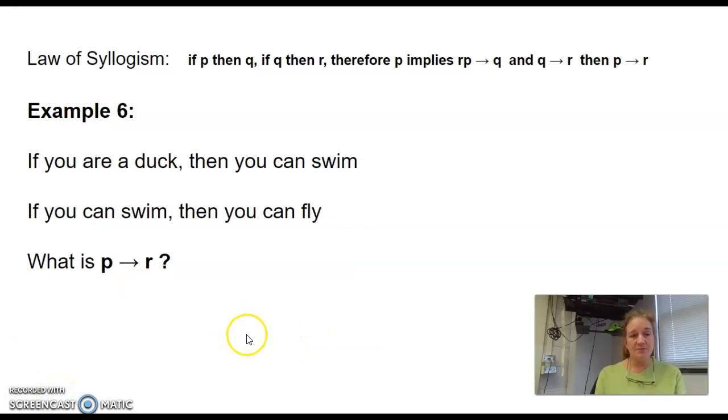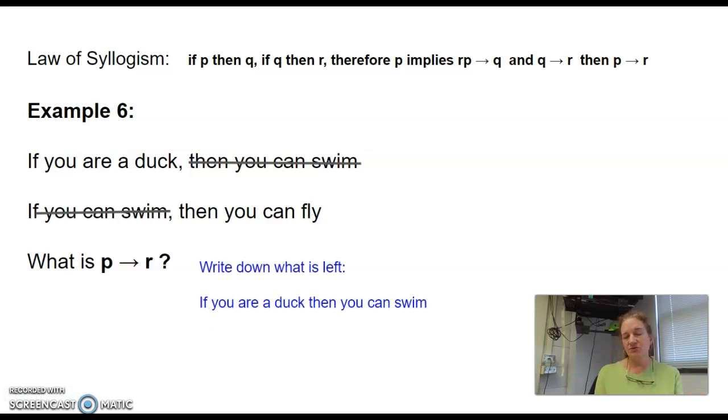So let's try this one. If you are a duck, then you can swim. If you can swim, then you can fly. Oh, there's a repeat. Don't repeat yourself. It's a waste of time. Cross out what repeats. You can swim, you can swim. Oh, if you are a duck, then you can fly. Just write down what's left.